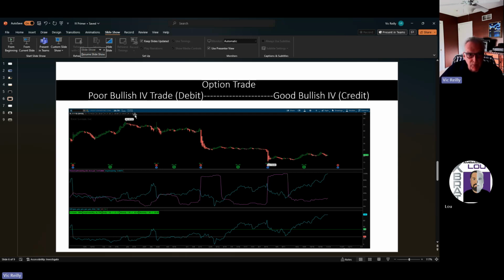The reason this is a poor bullish trade is that you can see that the IV rank is at 100%, which means it's maxed out. Basically, all the other implied volatility values are below this level, which could still go slightly higher, but not high enough to be worth the risk that you'd be taking.